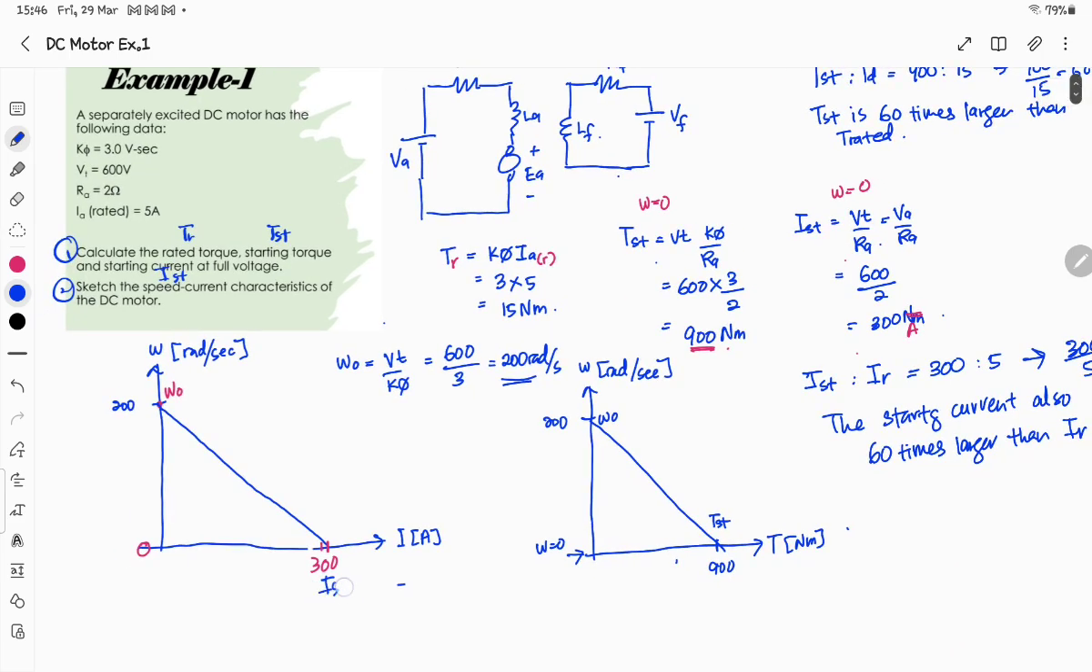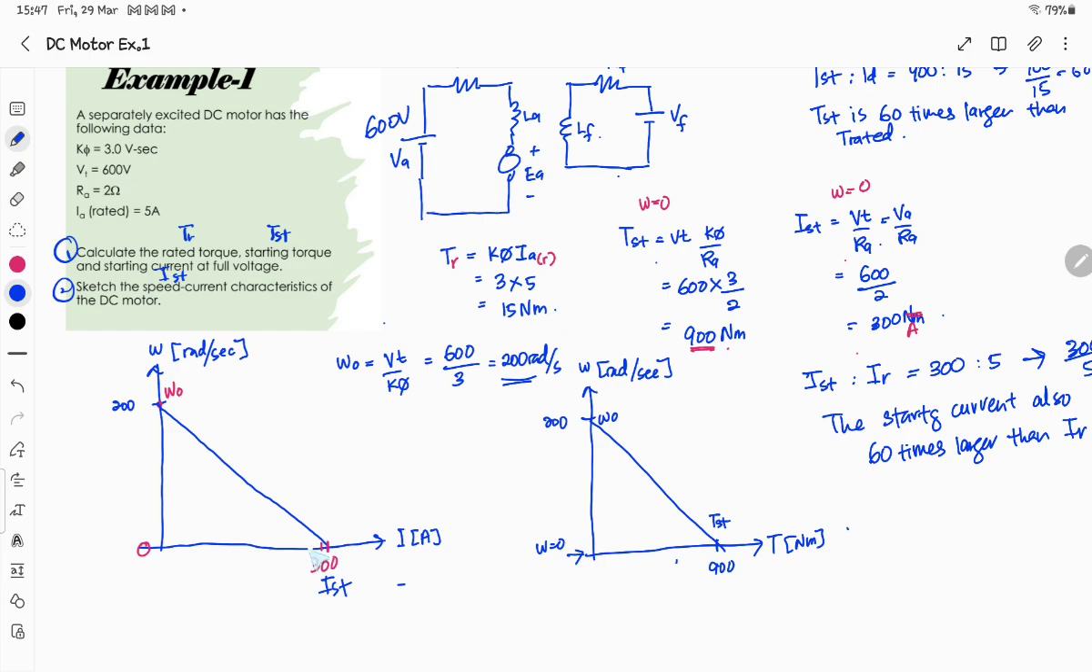So when you start, let's take a look at the starting current. This one is your starting current. At no movement or no speed, when you start the motor with this 600 volt, the motor already draws 300 ampere. However, this 300 ampere will not last long, because as the speed increases up to 200, the no load speed, it will reduce the starting current.